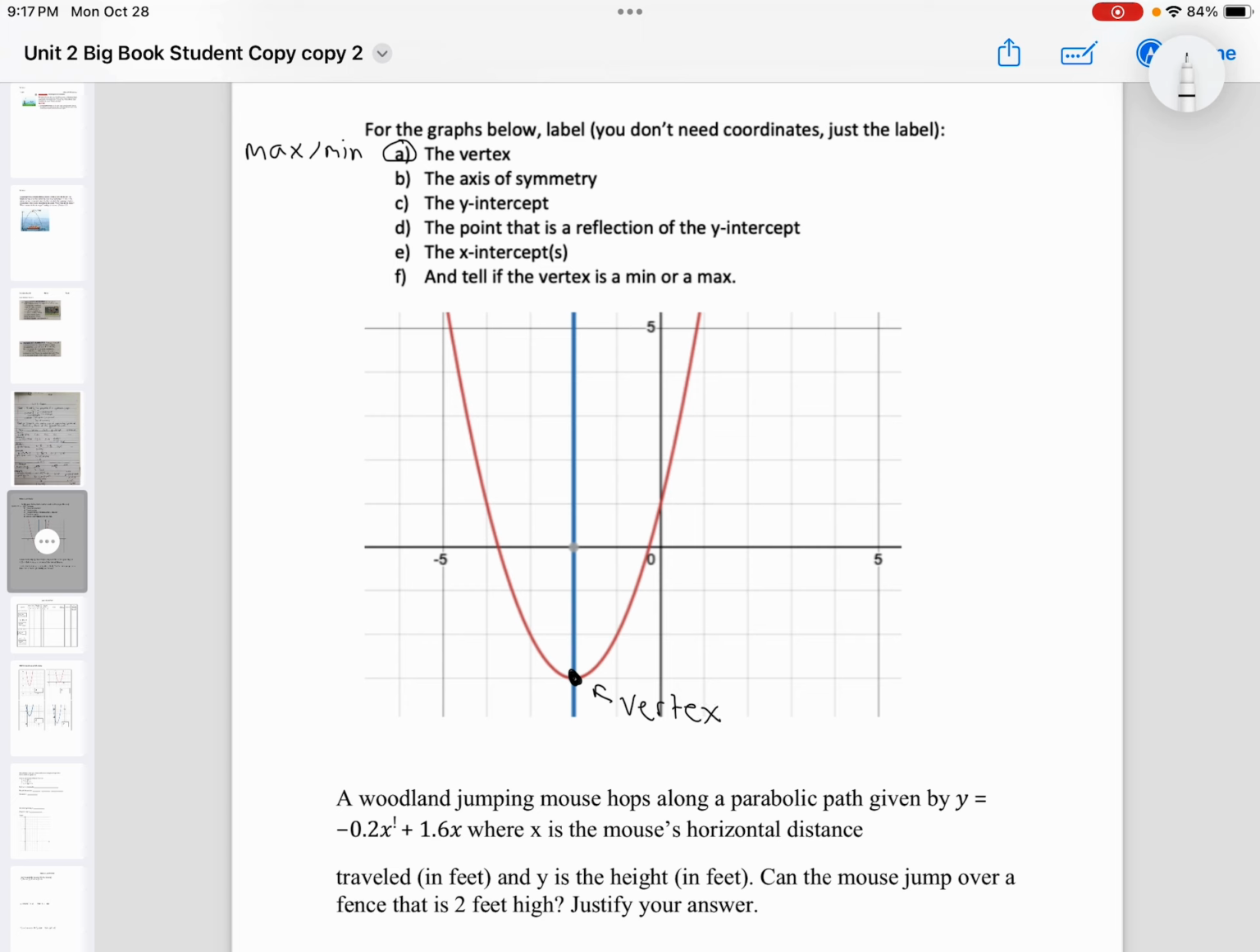For the axis of symmetry, this is the line that divides the graph into the middle. So the axis of symmetry is the line in the middle. So that is this line here, this blue one that is in the middle of the graph, that cuts our graph in half. It does go through the vertex as well. This line is the axis of symmetry.